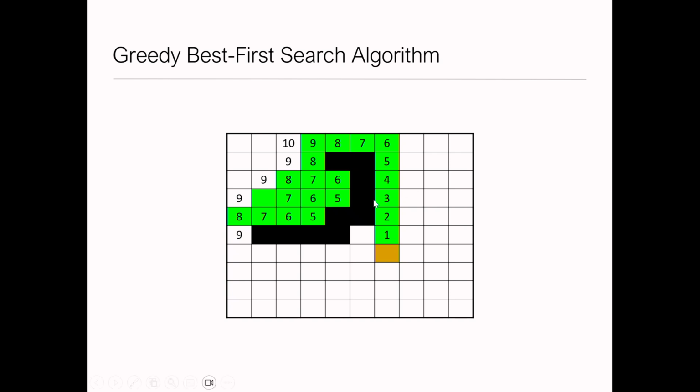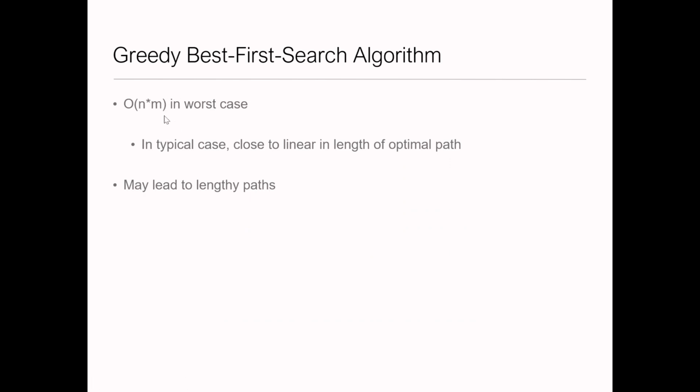Notice that this explores much less of the grid than Dijkstra's algorithm would, right? Dijkstra's algorithm would explore everything up to here, right? So all of this stuff, right? And this explores much less. So in the worst case, you can still make this be n rows times m columns, O(nm), right? But most of the time, it's closer to the length of the optimal path. So it's almost linear in most cases, which is much better than n squared, right?